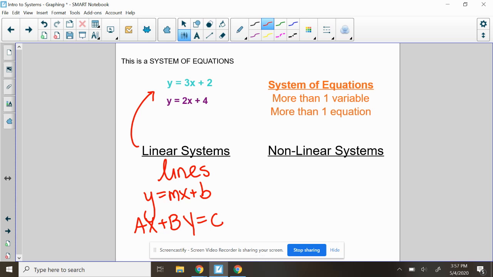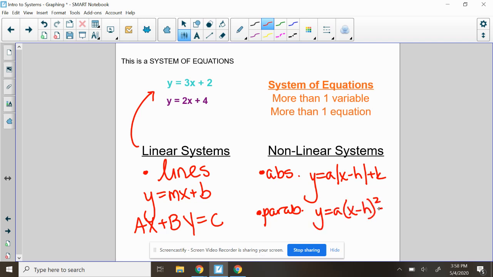Now think about nonlinear systems. There's a couple of different things. We know about absolute value functions, right? We have our y equals a, absolute value of x minus h, plus k. And then we have our parabs. Remember abs and parabs? We have our parabola, which was similar, but we square it, right? Keep in mind here that the vertex is our h comma k for both abs and parabs. So nonlinear systems can involve absolute value functions and parabolas.